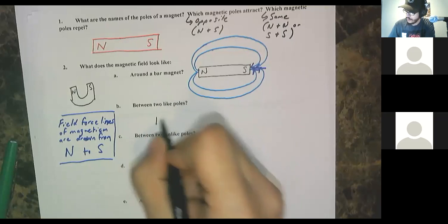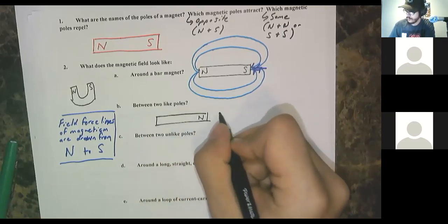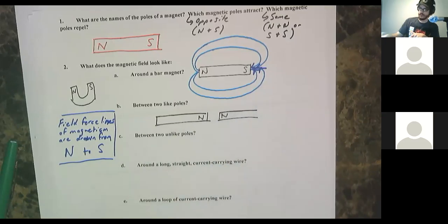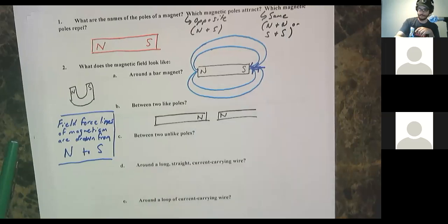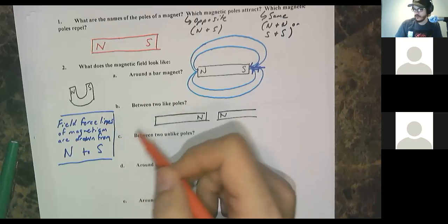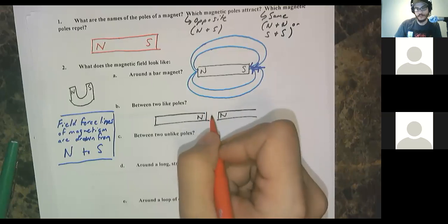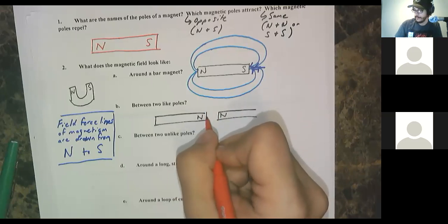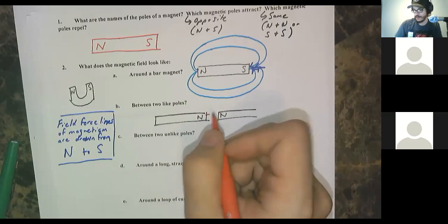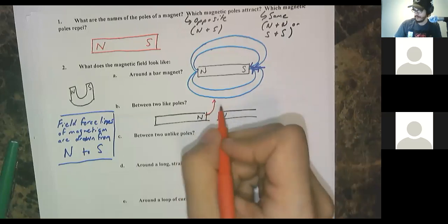B and C, if we have two like poles, like let's say this is a north, and here is a north, what would these lines look like? Well, remember, we draw it as it would act on a north, so it can't go from north to north. Both of them would repel. If you were closer to this one, it would push you away, and then as you got close to this guy, he'd also be pushing you away. So you'd have to arc away from both.